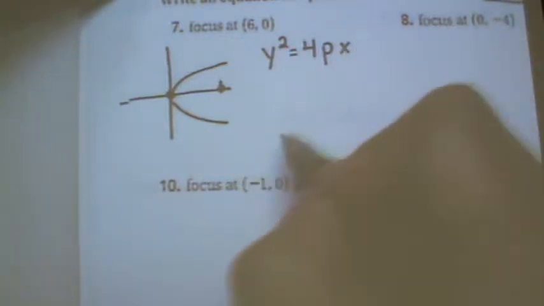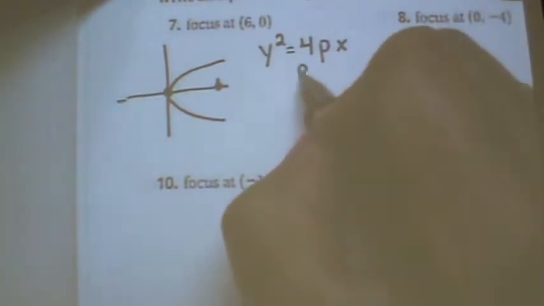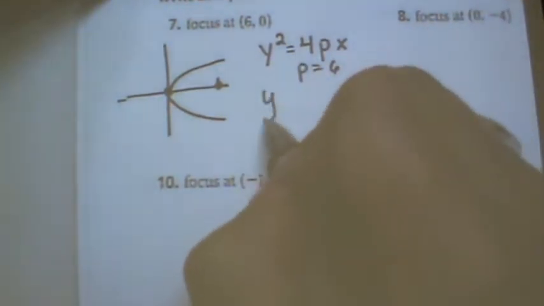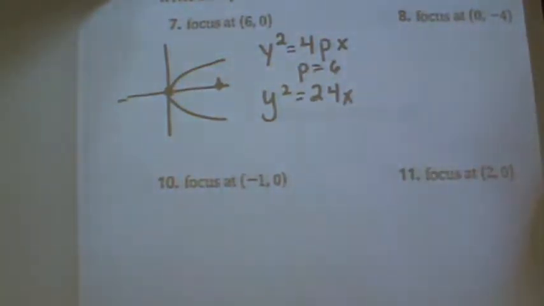Yes. So is this an x squared or a y squared problem? Y squared. Good job. Y squared equals, is 4p going to be positive or negative? Yes, positive. Good. Now, all you've got to do is figure out what p is. How many units is the fixed point? It's 6. So p is 6. So what do you have here? Y squared equals 24x. You got it. Done.